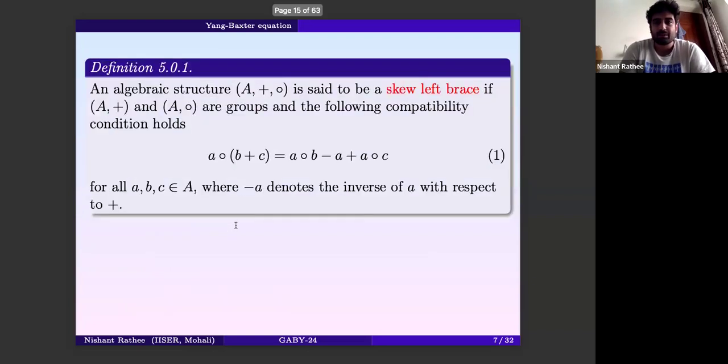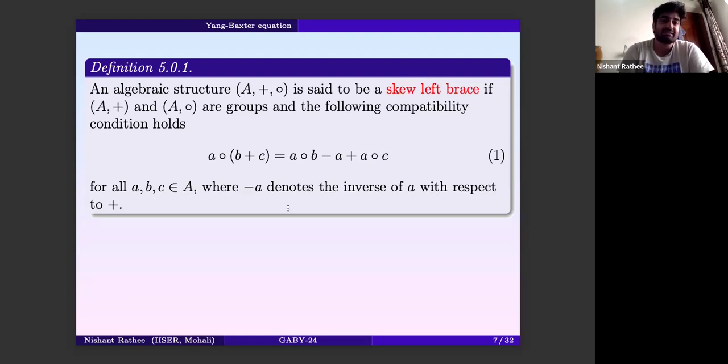So okay, let's define an algebraic structure called a skew left brace. Suppose you have a set and there are two group operations on it. One is represented by a plus and another one is represented by a circle. And the following compatibility condition holds between the two group operations: a circle (b plus c) is equal to a circle b minus a plus a circle c for all a, b, c. Here minus a represents the inverse of a in the plus operation.